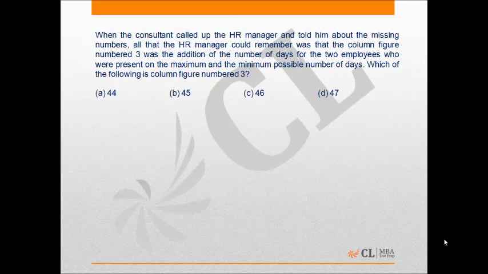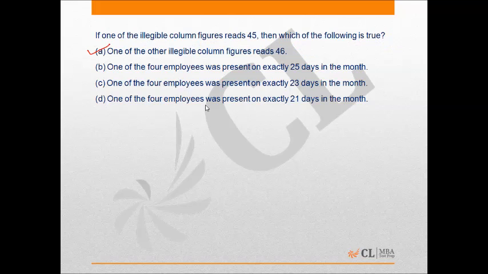Next question says, when the consultant called up the HR manager and told him about the missing numbers, all the HR manager could remember was that column figure number 3 should be the addition of the minimum and the maximum number of days present. That means A plus D, right? Because I have assumed that A is the maximum and D is the minimum. So column 3 has to be A plus D and column 4 has to be B plus C in that case, right? With the condition that A plus D has to be more than B plus C, because they are arranged in descending order.